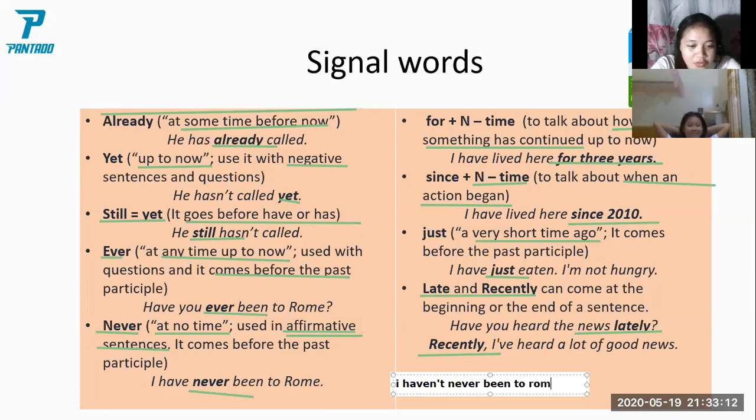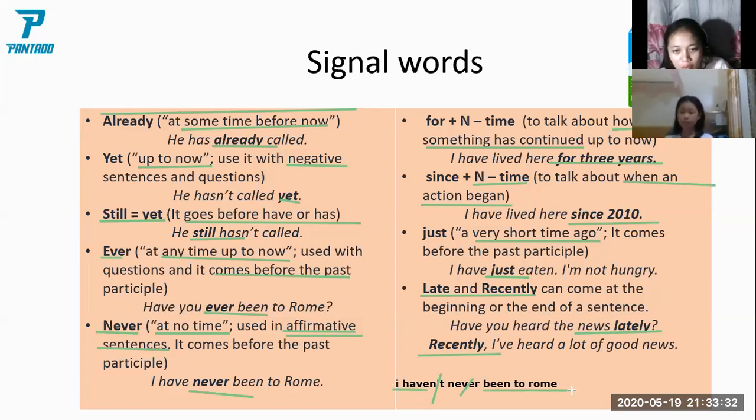That is totally wrong. Can you see the word? I haven't never been to Rome. That is totally wrong, because in math, remember, negative plus negative equals positive. So the word is literally incorrect. I have never been to Rome.